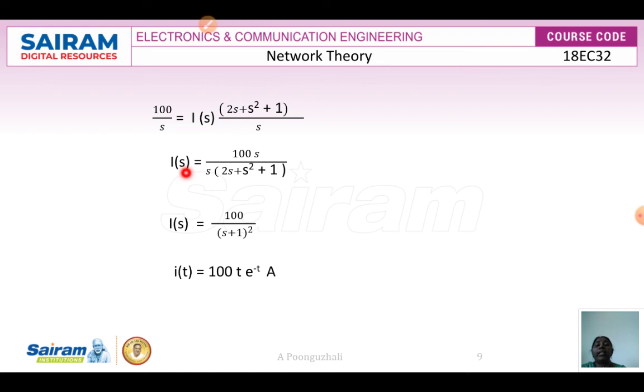So I can write my I(s) as equivalent to 100, this s and s get cancelled, so 100 by s square plus 2s plus 1. This is nothing but s plus 1 the whole square. So I can write your i(t) as 100 into e, shifted by 1, so it is e power minus t. 1 by s square is nothing but t, so t into e power minus t amps. So i(t) is equivalent to 100 into t into e power minus t amperes there. Thank you.